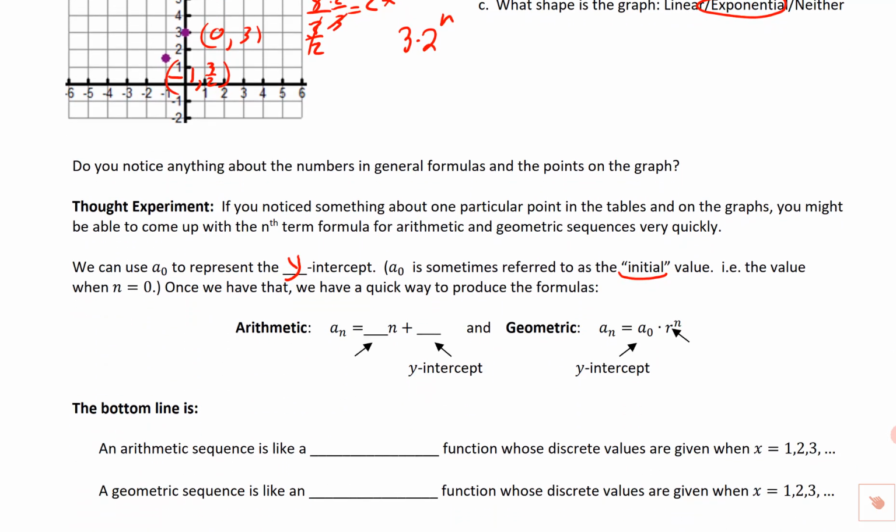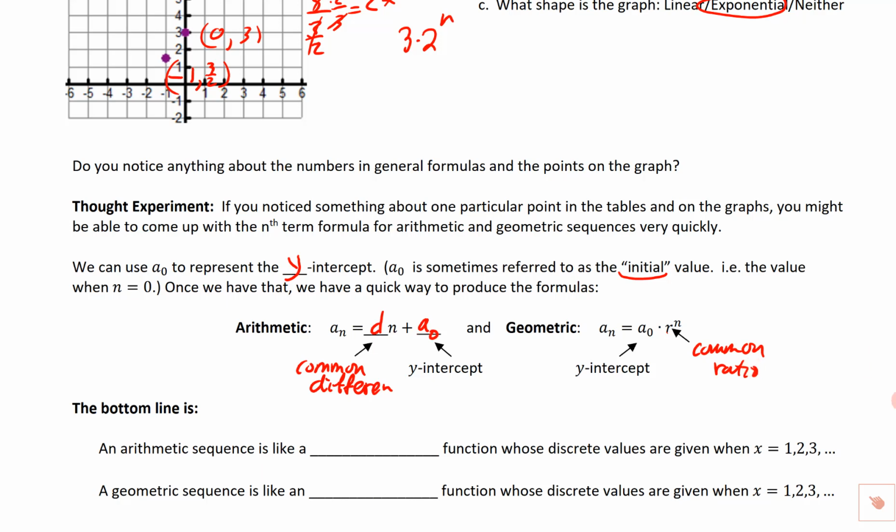So once we have that figured out, then we've got a really quick way to write down the formulas. So for an arithmetic one, the nth one is going to be d right here. So this is going to be the common difference. So if you find the common difference, you just put that right in front of the n. And then whatever the y-intercept is, or whatever the 0th term is, you put that right here. So the y-intercept, we're going to call that a naught. So this one right here, again, y-intercept a naught, and then this is going to be the common ratio. So we still have to figure out whether it's a common ratio or common difference, whether it's arithmetic or geometric.